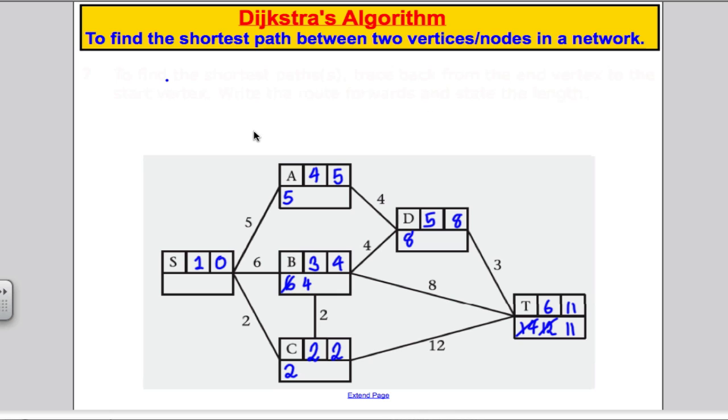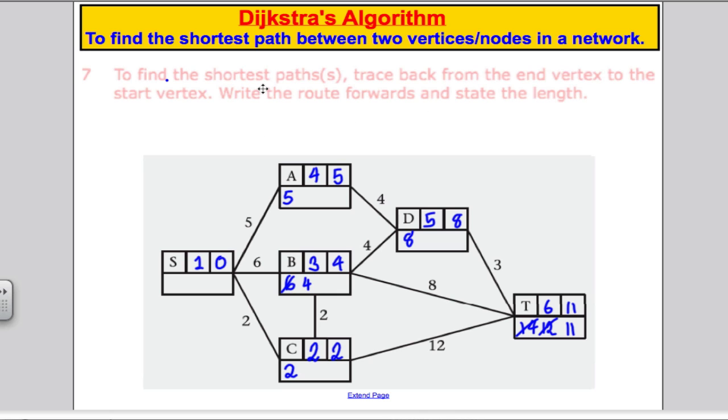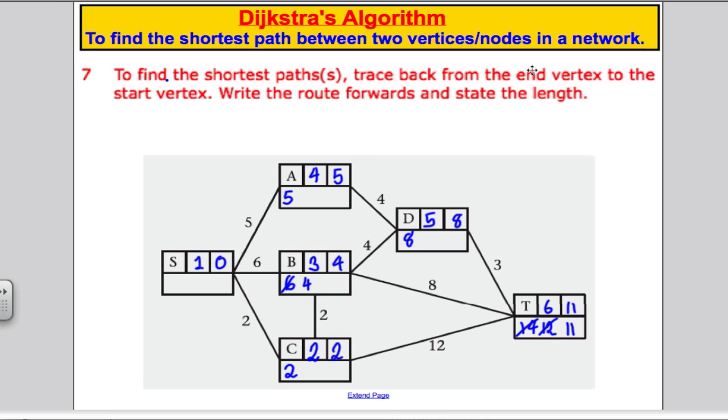So lastly, we move on to step 7, and that says we need to now find our shortest path. We've done all the algorithm. We need to find our shortest path by starting at the end vertex, retracing your steps to the start, and then stating your route and its length. How do you do that?